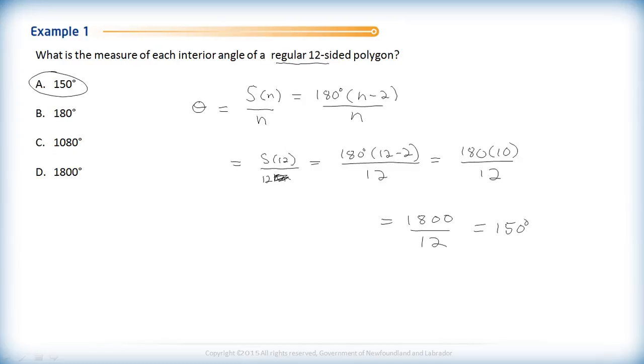Now, they tried to give you some answers here. Let's see what they tried to do to fool us. They said 180 degrees. Yeah, well, that's just the cheap answer, right? You might go for that. 1800 degrees down here. Well, that's if you forget to divide by the 12 and just get the sum of the angles, if you're not reading carefully. And then 1080 is probably just a variation on that one. But the correct answer is, of course, 150 degrees.